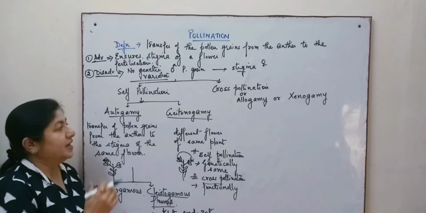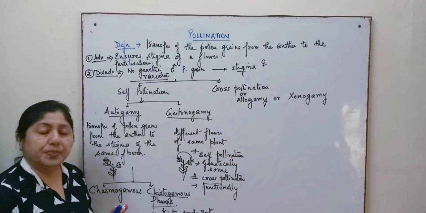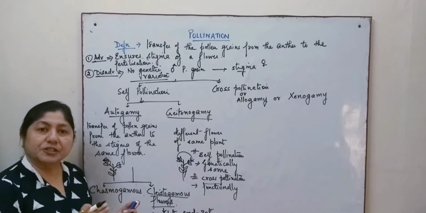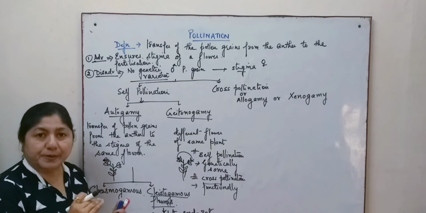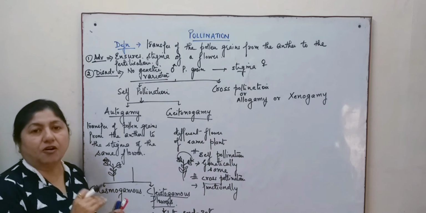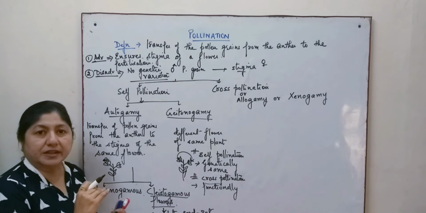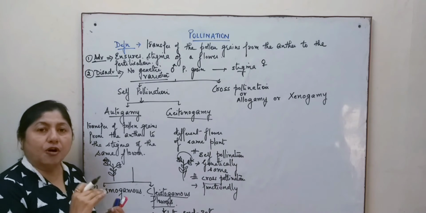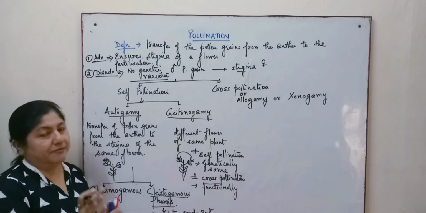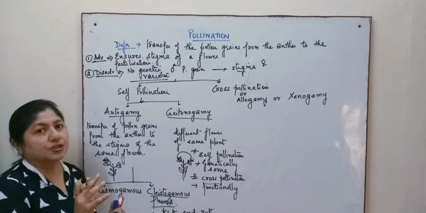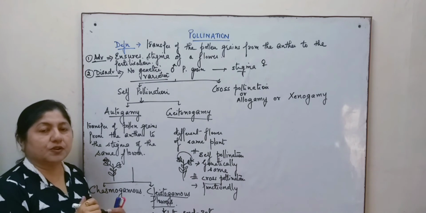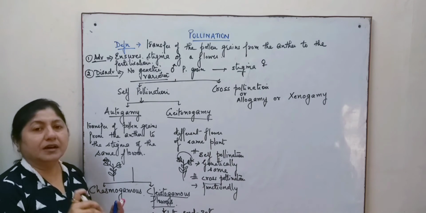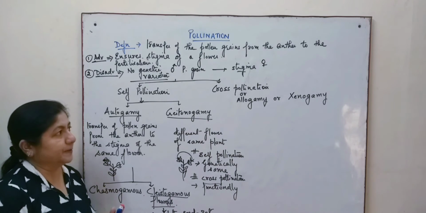So we find that for self-pollination to happen, the plant should be a bisexual one. Another important thing is the maturity timing, or there should be a complete synchrony between the maturation timing of the pollen grain and that of the egg cell. Also, the position of the male and the female reproductive parts should be very close to each other so that the pollen grains can be transferred very easily from the anther to the stigma.